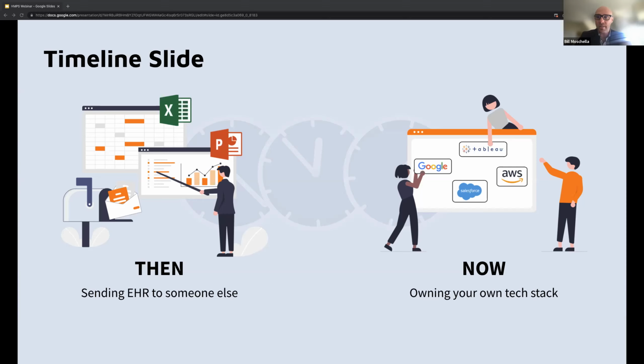You would rent technology and you would rent data. So most of what you were looking at was given to you in a spreadsheet. You were looking at PowerPoint presentations. Direct mail was a major piece of outreach. And CRMs and true database marketing and cloud databases weren't really a thing in the healthcare industry.